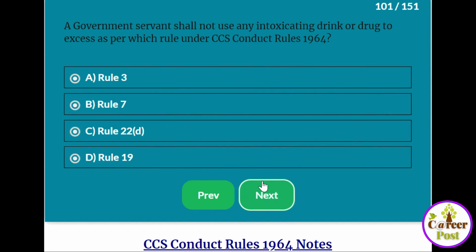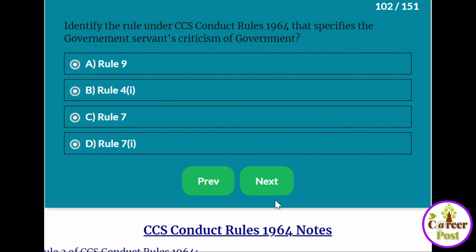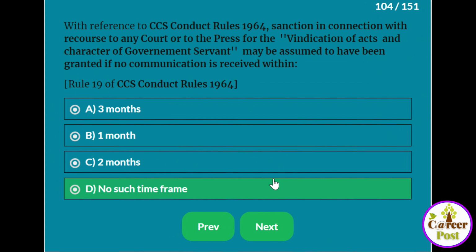A government servant shall not use intoxicating drink or drug to excess as per which rule of CCS Conduct Rules? It is Rule 22D. Identify the rule under CCS Conduct Rules 1964 that specifies the government servant's criticism of government. It is Rule 9. The rule under CCS Conduct Rules that regulates the lending and borrowing of money by the government servant is Rule 16.